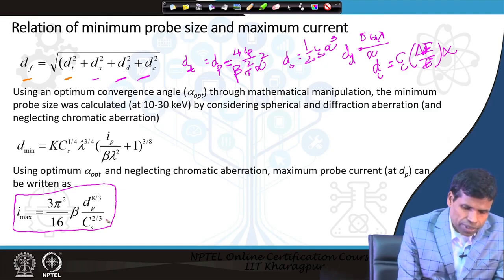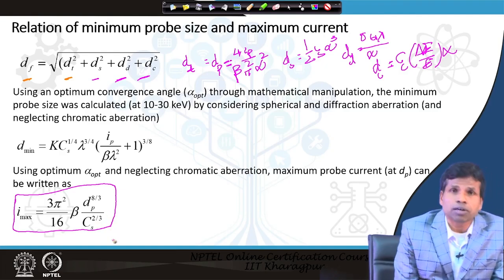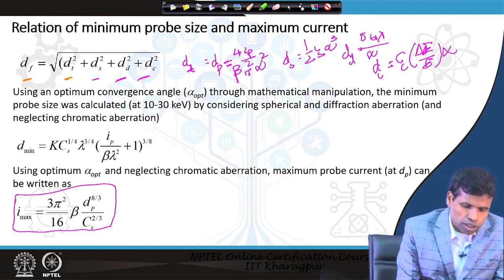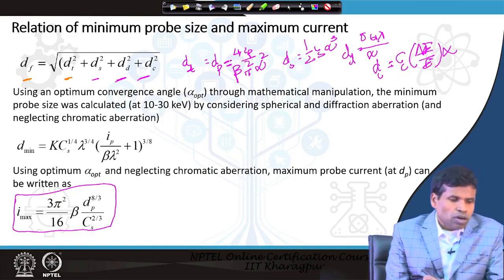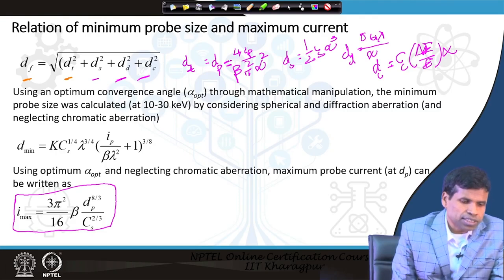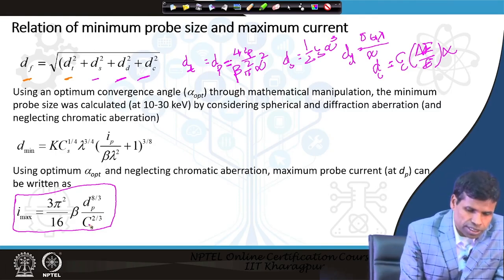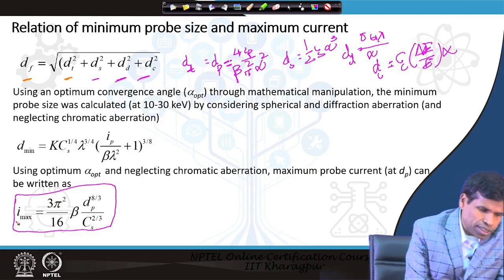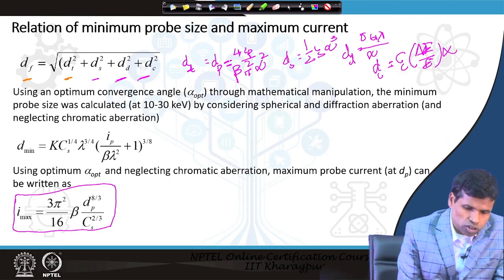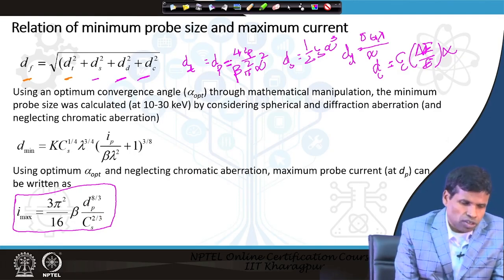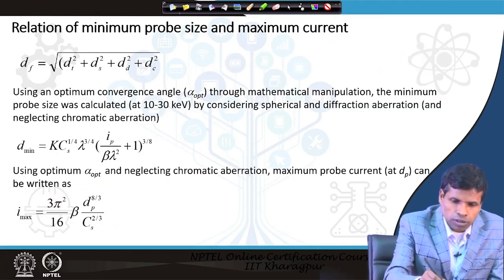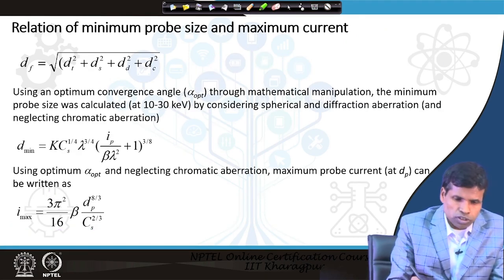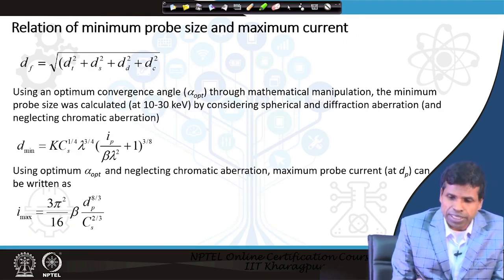And similarly, the spherical aberration coefficient CS can be reduced by increasing the angle of aperture alpha, and also by using a short working distance. So, for example, with a snorkel lens, this spherical aberration coefficient can be reduced 10 times, and thus I max can be increased by a factor of 5, and also d minimum can be reduced by a factor of 2. So, this is the relation of minimum probe size and maximum probe current, which is the desired requirement for best resolution in a scanning electron microscope.